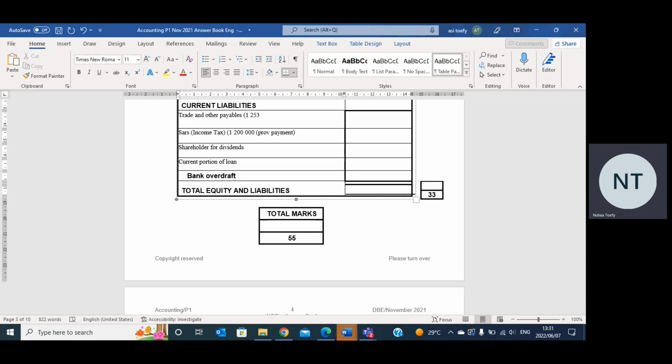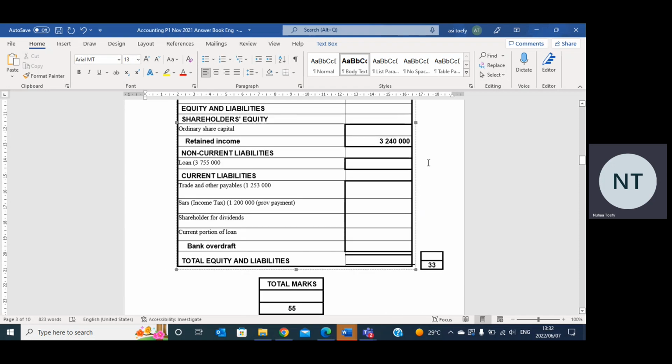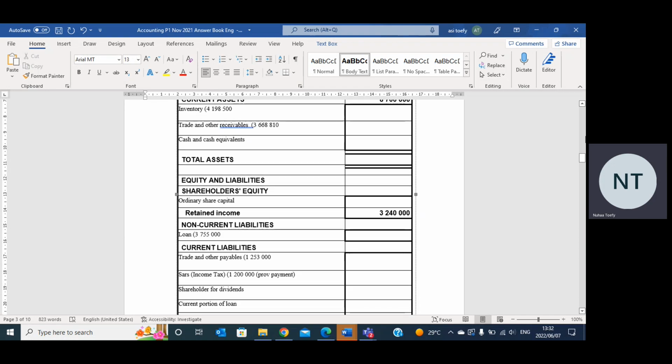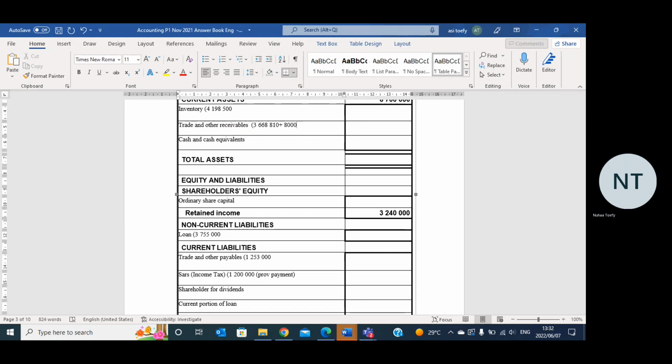1253,000. There we go. Putting that in there. And then I'm going to go to accrued income or income receivable. They put the income receivable, so it's nice because now you know it doesn't go under payables and it must go under receivables. So I'm going to go all the way to the top to receivables, and I'm going to add my accrued income of 8,000. And then my last one is my shareholder for dividend.